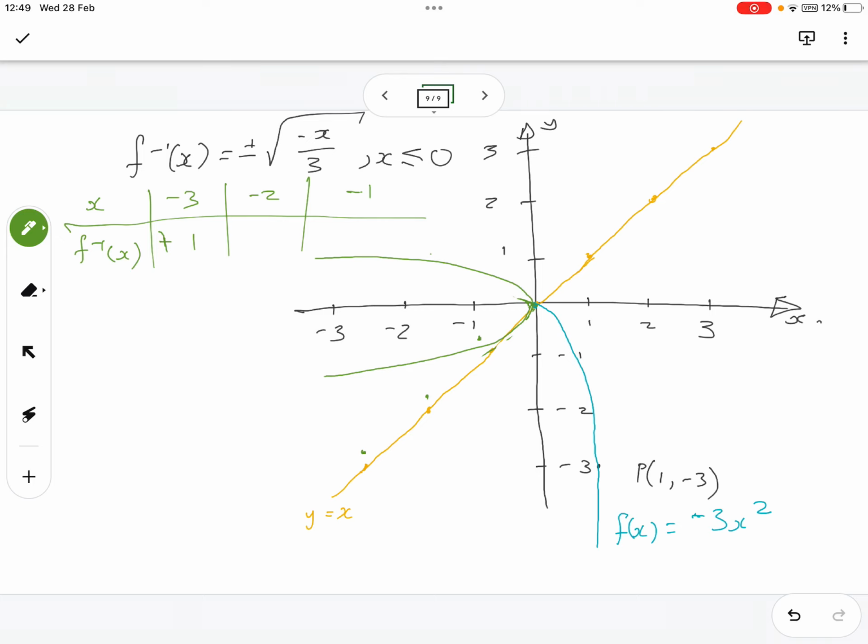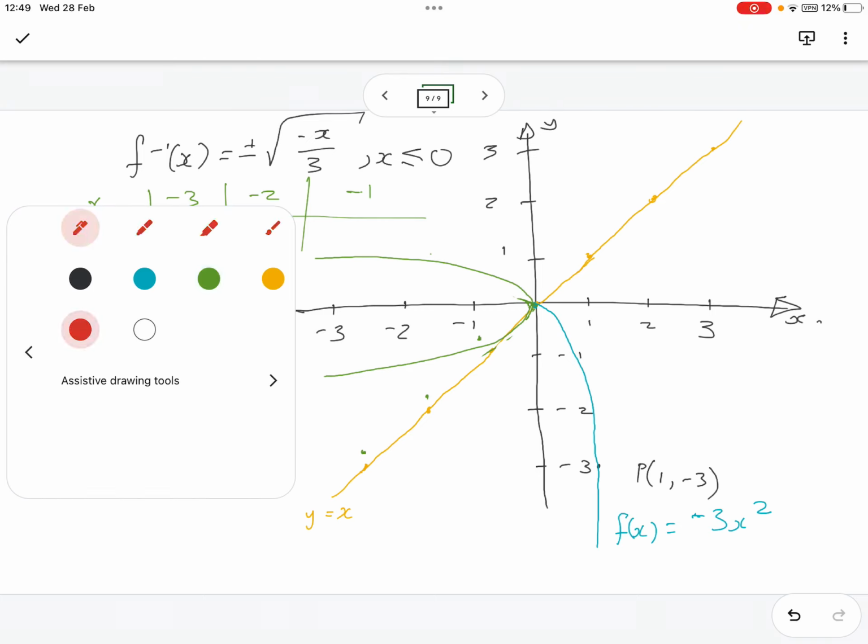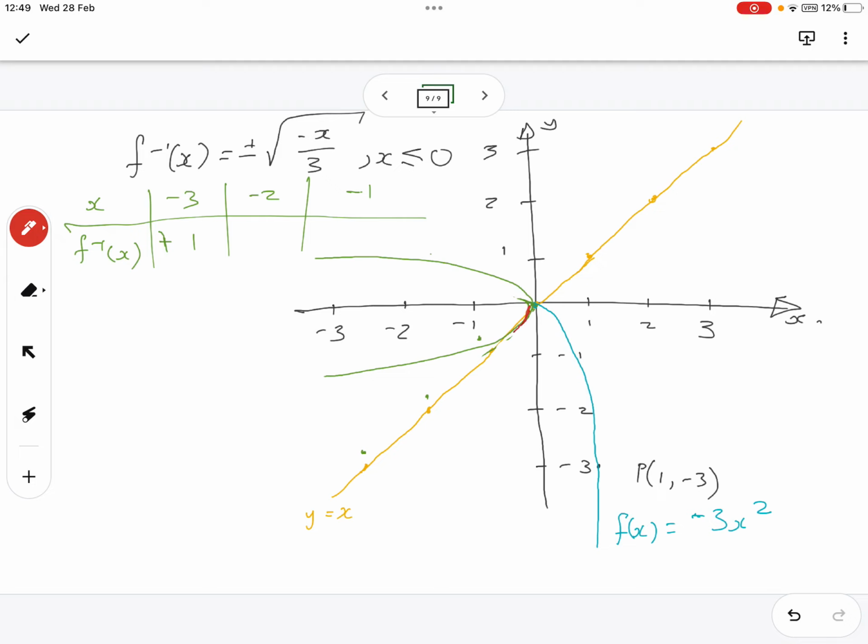That looks better. Okay, so I think I should have made this one red. Yeah, let me make it red. I'll make it red on this graph.